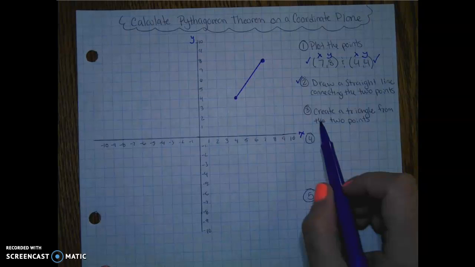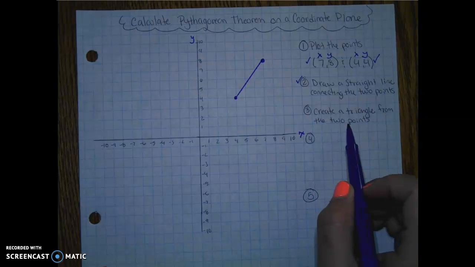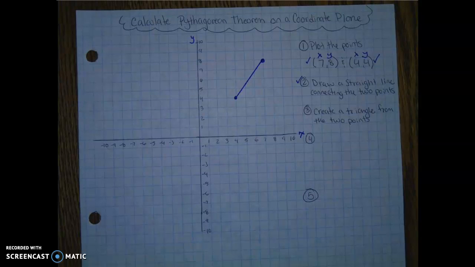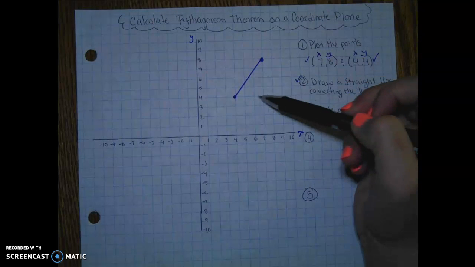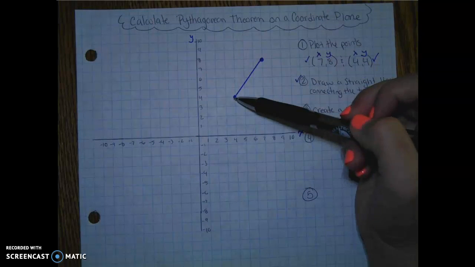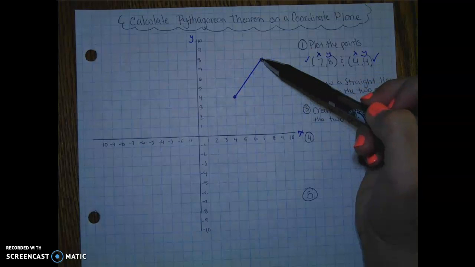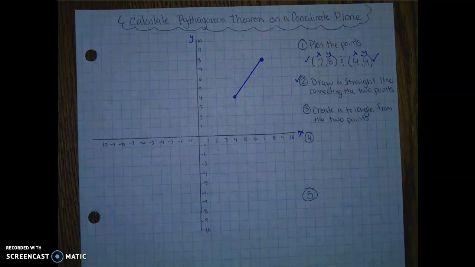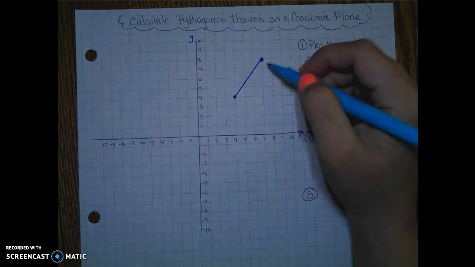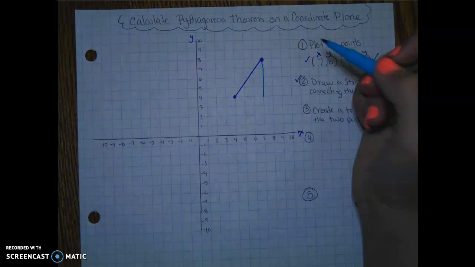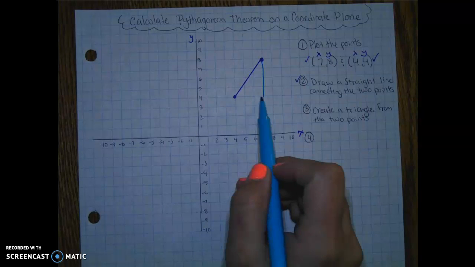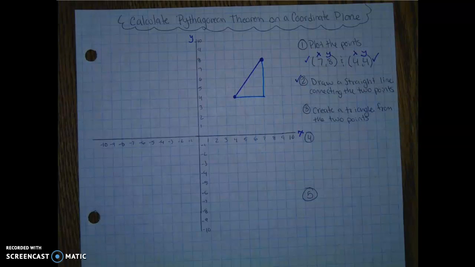3, I need to create a triangle from the 2 points. Well, visually, I can see there's kind of a triangle right here, and then I have another one going up and over. So first, I'm going to draw my triangle. I'm going to start with my first point. I'm going to go down for this triangle. And then from there, I'm going to go straight over to create the triangle. Perfect. I'm going to check that one off.